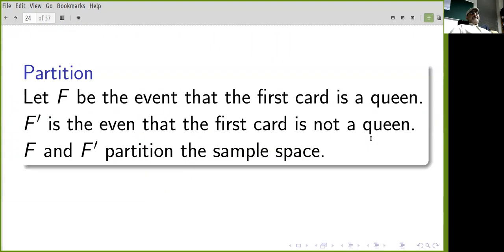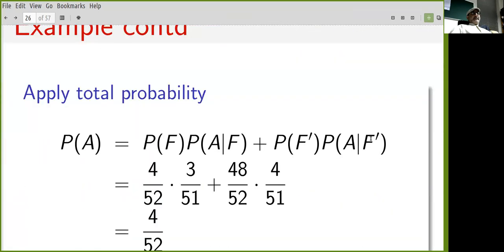Okay, so what's the probability of F? F is the event that the first card is a queen. Well, that's 4 out of 52. There are 4 queens out of 52 cards, and all the cards are equally likely to come up. What's the probability of F complement? What's the probability that it's not a queen? Well, there are 48 cards which are not queens, and there are 52 cards in total, all equally likely to come up. So that's 48 out of 52.